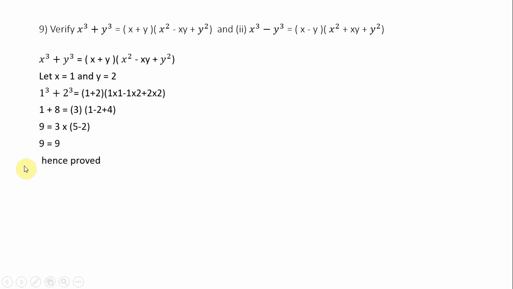Understand? LHS also you will substitute and RHS also you will substitute, and both you are going to get the same answer. Understand? Now you have to complete these sums by taking x as 2 and y as 1. Then you send it to me.